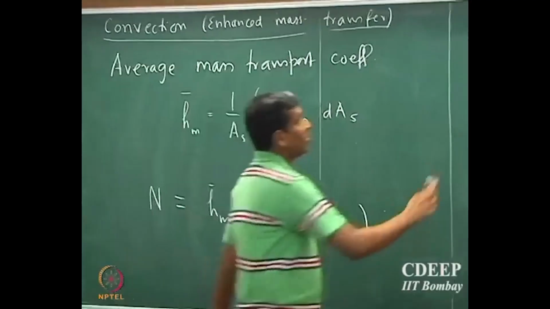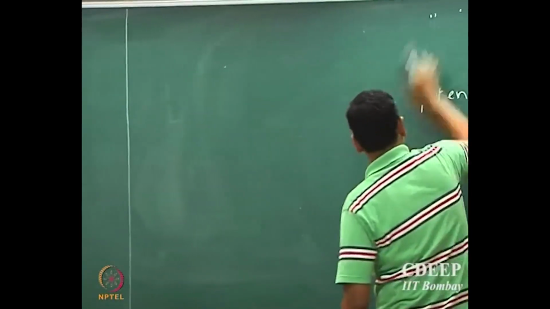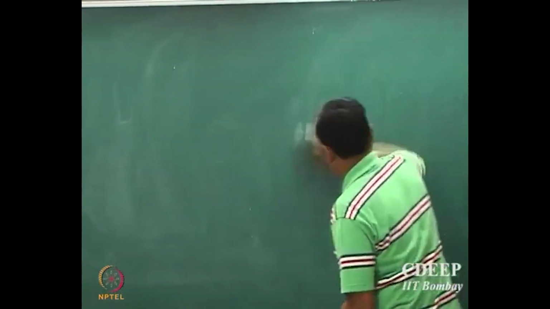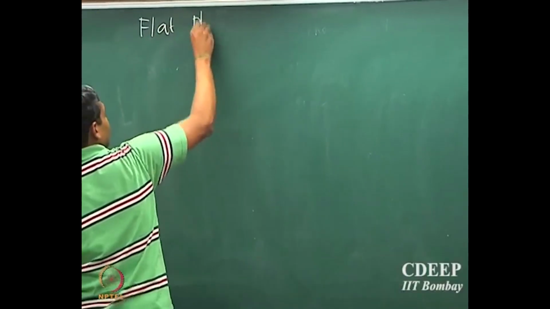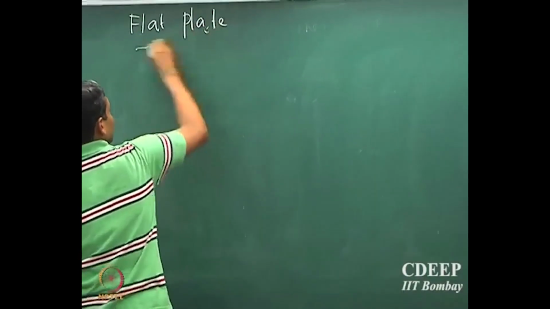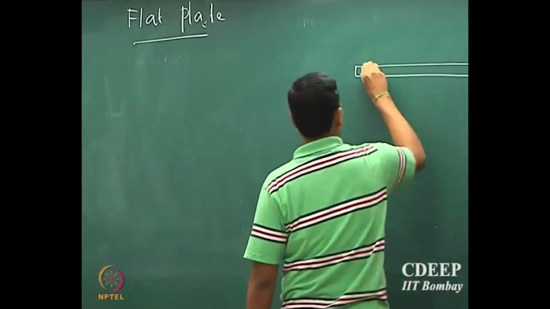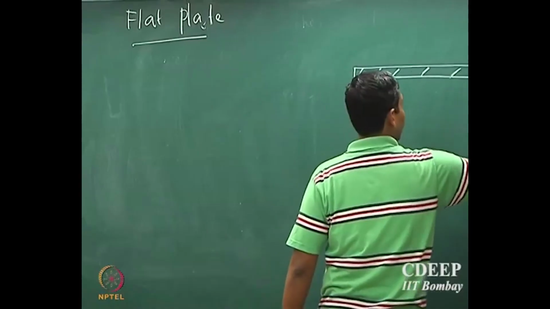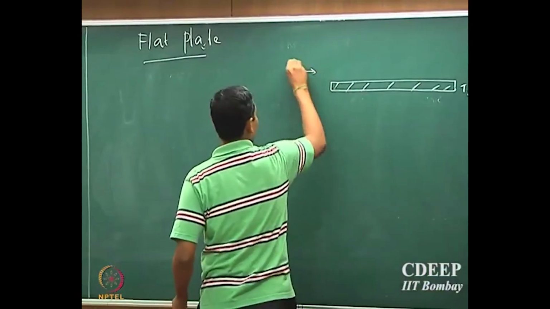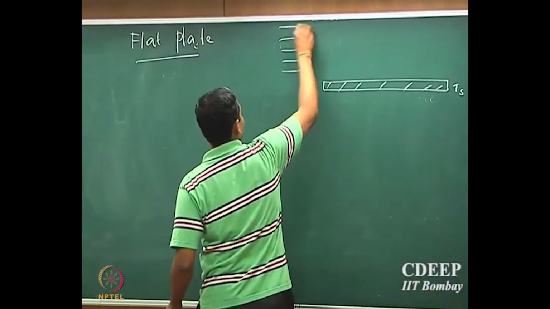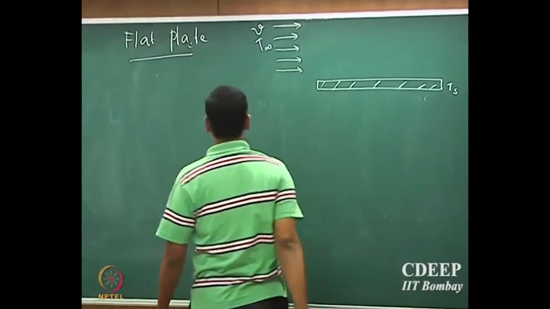All right. So suppose we take a flat plate, and let's say it's maintained at some temperature Ts, and we have fluid flowing past this flat plate at, let's say, velocity v and T infinity.